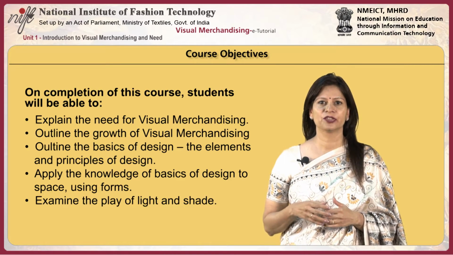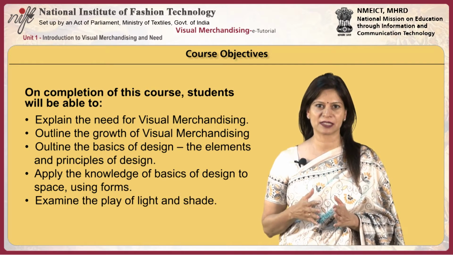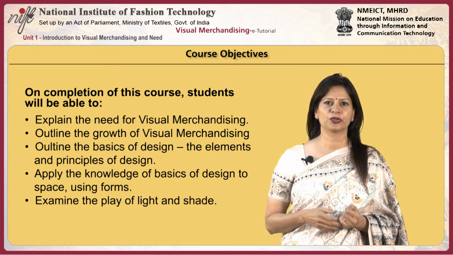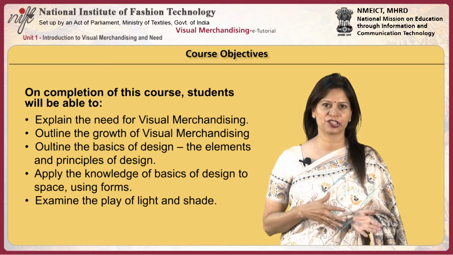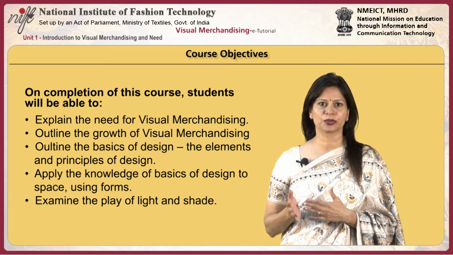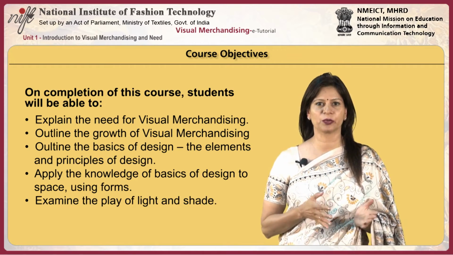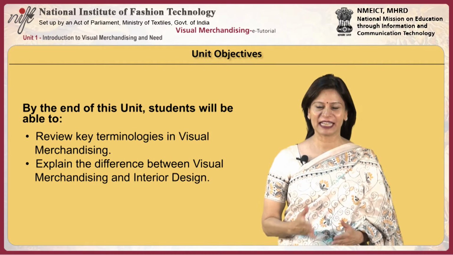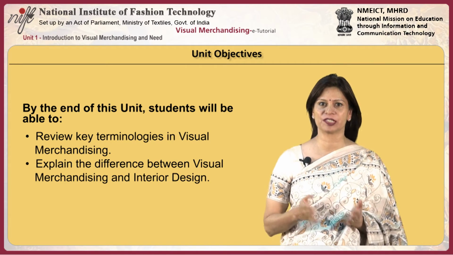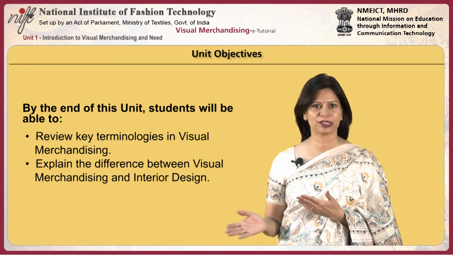to apply the knowledge of basics of visual design to space using forms, to visualize space and its look, to examine the play of light and shade, to create the forms and using sunlight to understand how shades and shadows create a look to the visual space. By the end of this unit, students will be able to understand key terminologies in visual merchandising, understand the difference between visual merchandising and interior design.